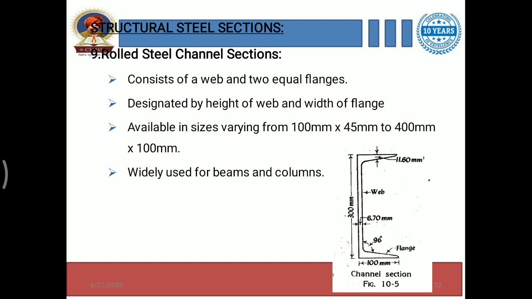There are two parts. One is flange. There will be two flanges for any channel section, and there is only one web. These channel sections are designated by height of web and width of flange. These are available in sizes varying from 100 mm into 45 mm to 400 mm into 100 mm.